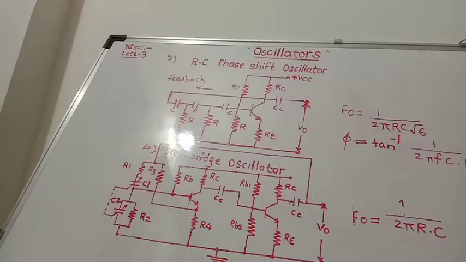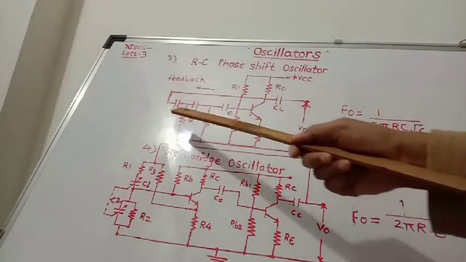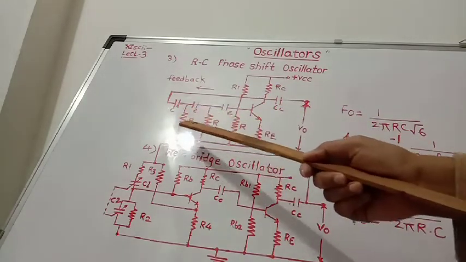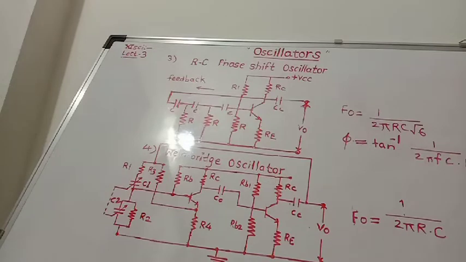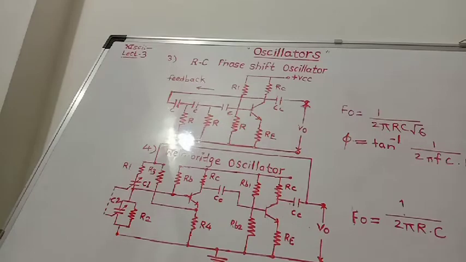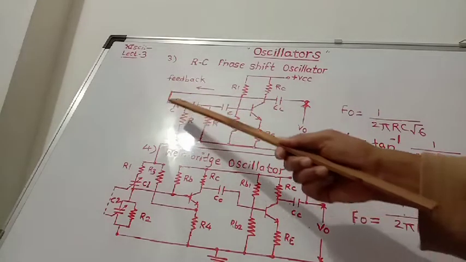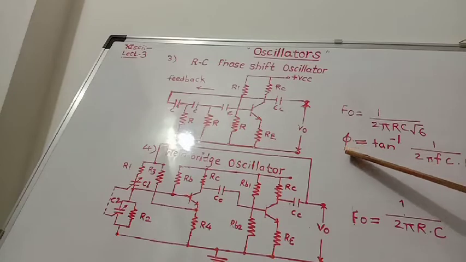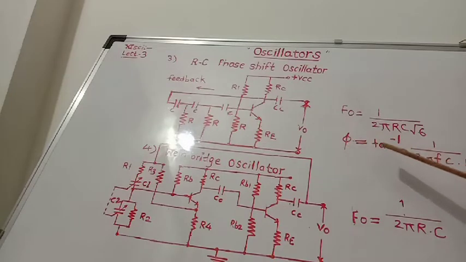This oscillator consists of three RC networks, which are also called ladder networks, and the transistor works as a common emitter amplifier and provides a 180-degree phase shift. The phase shift provided by each RC network is given by the equation phi is equal to tan inverse 1 upon 2 pi FCR.